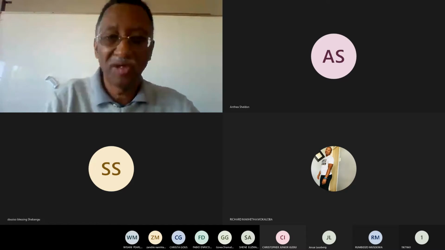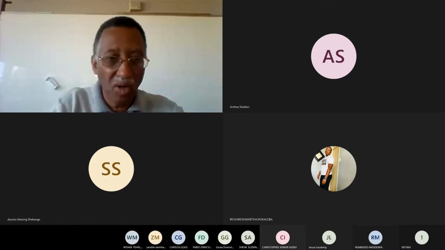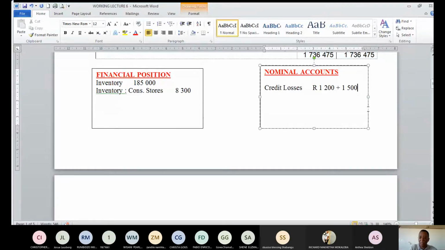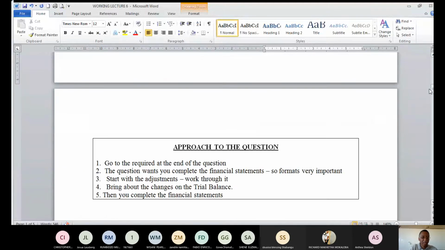Right, we are moving on to our next adjustment. Remember, our approach is that you first work through all the adjustments and you bring about the changes on your trial balance. So my next adjustment, I am now with adjustment number 5.